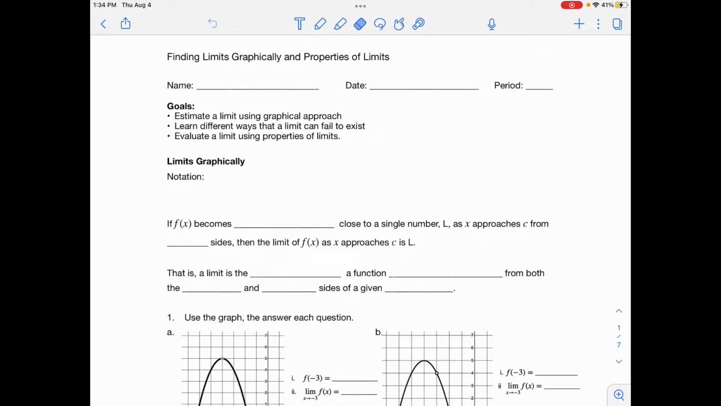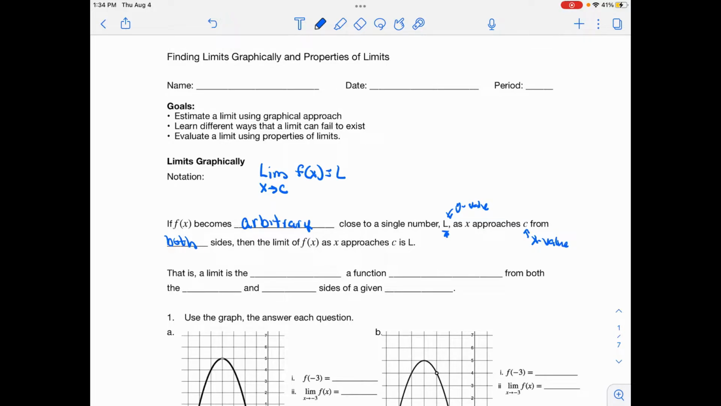get some notation down. So if I ask you to find the limit of a function, you're going to see this notation. The limit, LIM, as x approaches c of f of x equals L. And so what this means is if f of x becomes arbitrarily close to a single number, which is L, so that's what it's coming close to, as x approaches the value c, so the c here is an x value, and this L is a height, so that's a y value, from both sides, then the limit of f of x as x approaches c is L.